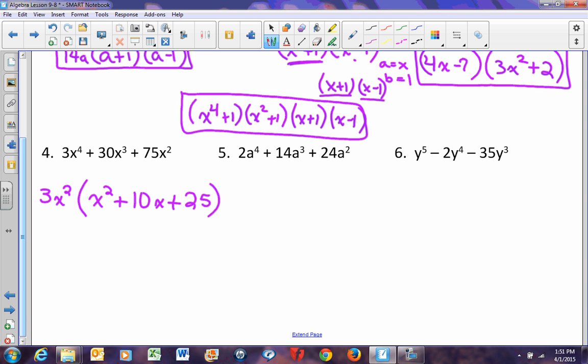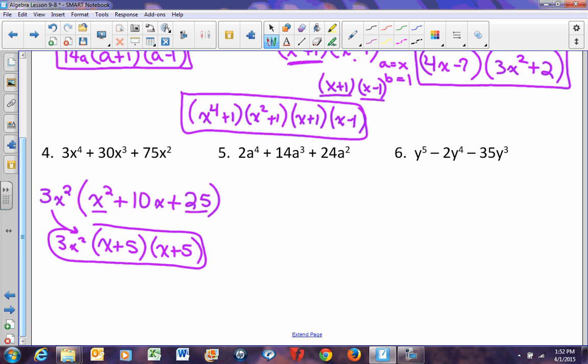Does x squared plus 10x plus 25 factor again? Yes, it does, because it's a perfect square trinomial. X squared is a perfect square, 25 is a perfect square. Square root of x squared is x, square root of 25 is 5, 5 times x is 5x, times 2 is 10x. This is a perfect square trinomial. This will factor to x plus 5 times x plus 5. And of course, we have to make sure we put down the 3x squared that we already took out of the problem. And then it is finally factored completely.